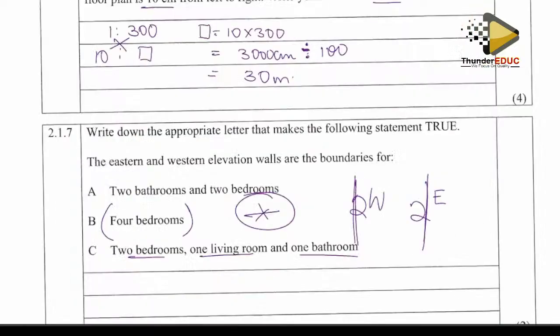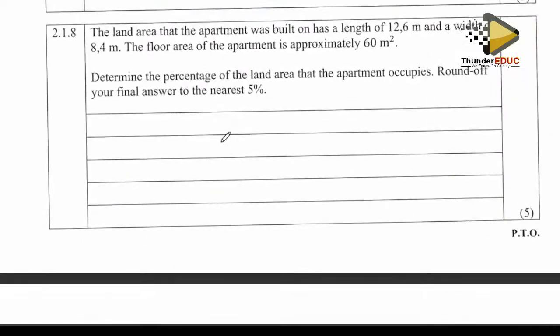All right, let's continue. 2.1.8. The land area the apartment was built on has a length of 12.6 meters and a width of 8.4 meters. The floor area of the apartment is approximately 60 meters squared. Determine the percentage of the land area that the apartment occupies. Round off your answer to the nearest 5.